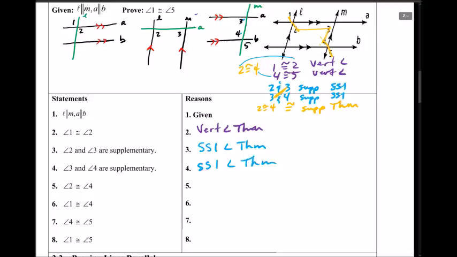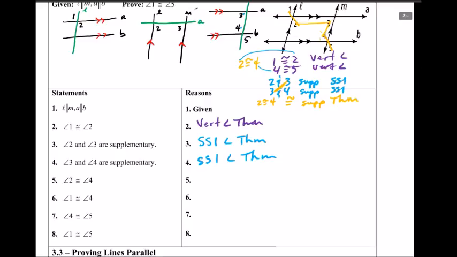Now, how did we get from angle 2 to angle 4? Well, remember, we've got two angles, angle 2 and angle 4, that are supplementary to the same angle, which is angle 3, and we know that two angles that are supplementary to the same angle are congruent to each other. That is our congruent supplements theorem. Go in your big packet and look that up.